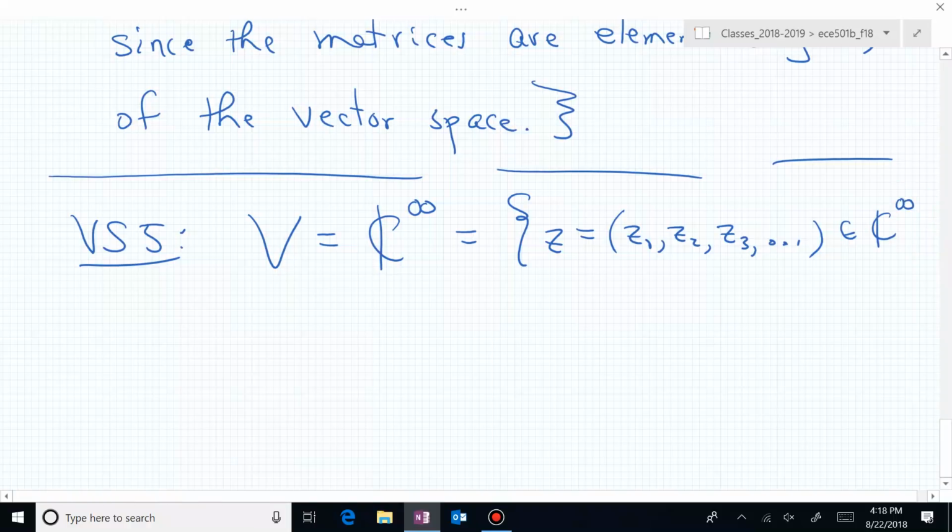Where each of these z sub i are complex.